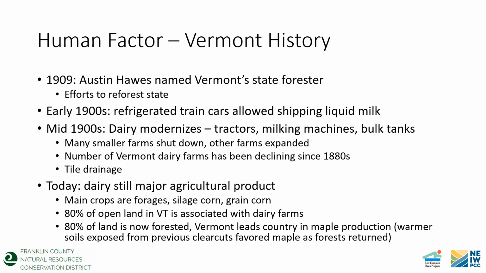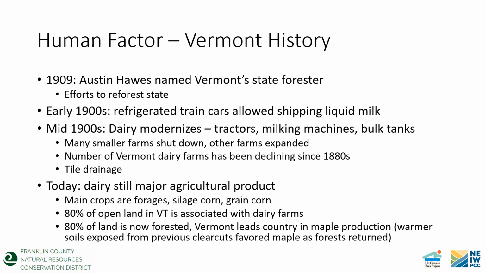In the later part of the 1800s, people started to think that maybe deforesting the state on a massive scale wasn't such a great idea. By 1909, Vermont appointed its first state forester, which marked the official beginning of attempts that had been growing throughout the state to reforest Vermont. All the while, dairy continued to grow in Vermont, particularly when refrigerated train cars allowed for the shipping of liquid milk, and it didn't need to be processed into butter and cheese in order to be sold.